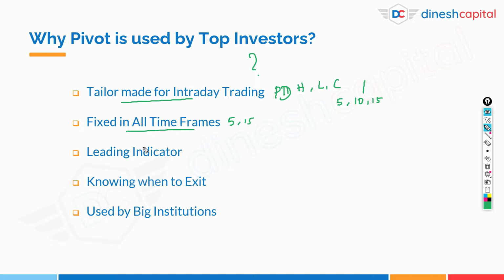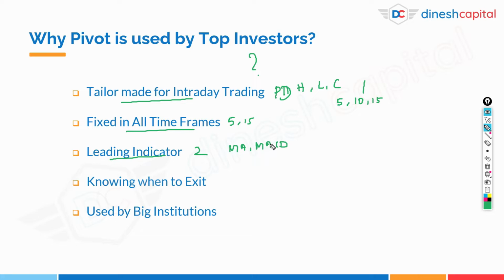And the next important point is, pivot is a leading indicator. I don't know if you are familiar with the types of indicators in the share market. Generally, there are two major types. One is leading indicators and the other one is lagging indicators. Examples for lagging indicators are moving average, MACD, Bollinger Bands, etc. Examples for leading indicators are RSI, stochastic and pivot.